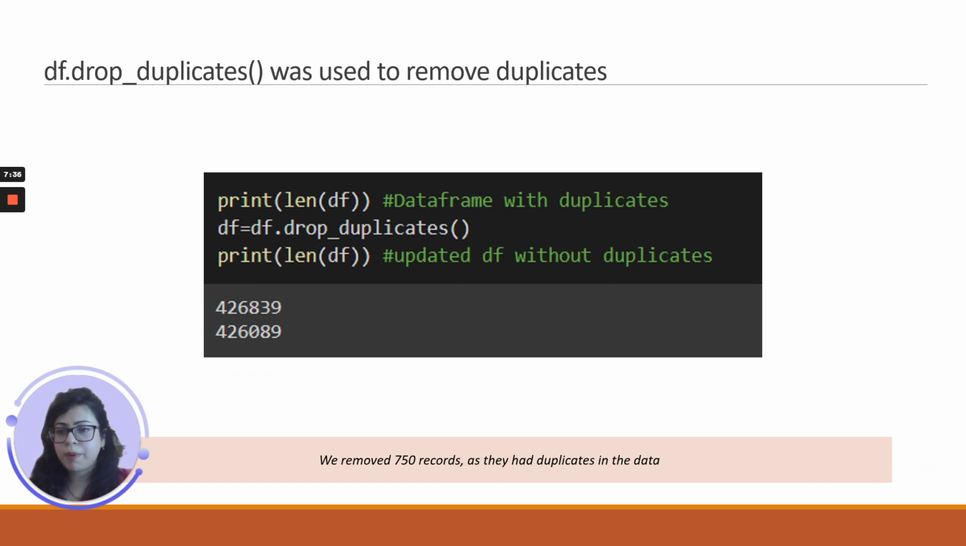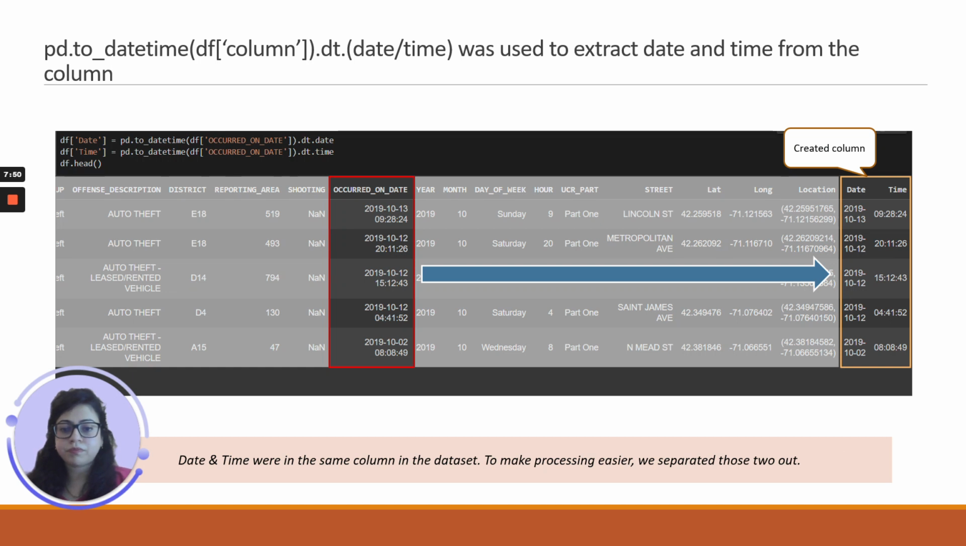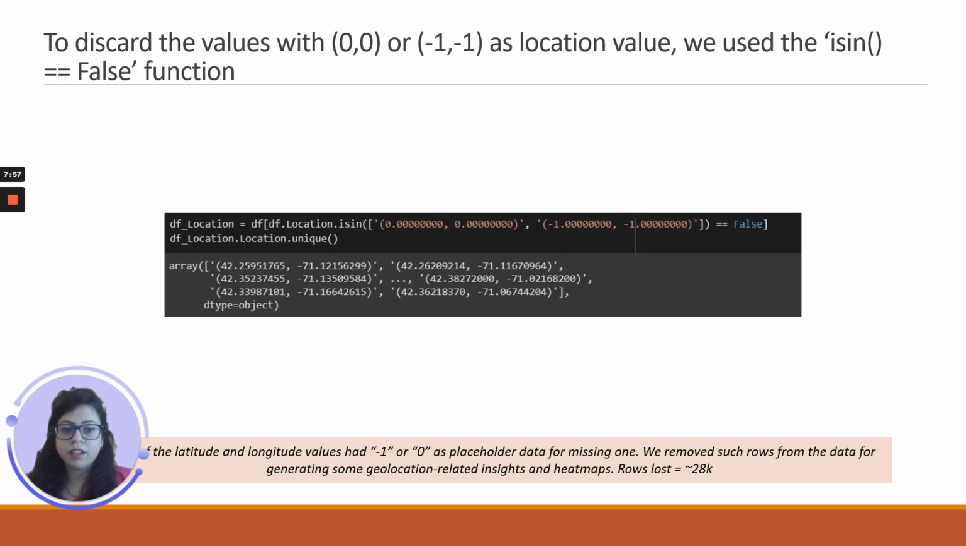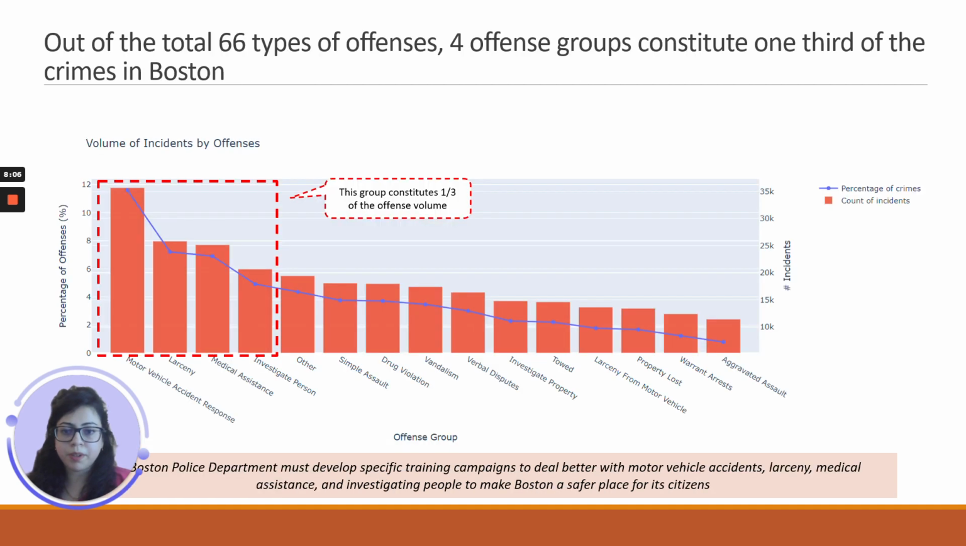Just to give you a recap, I've dropped duplicates, and filled the columns like the shooting column, which did not have any value, with N, just assuming here that shooting did not happen. Then I split the occurred-on date column into date and time separately. These are some garbage values, I just discarded those rows. Month to month name.